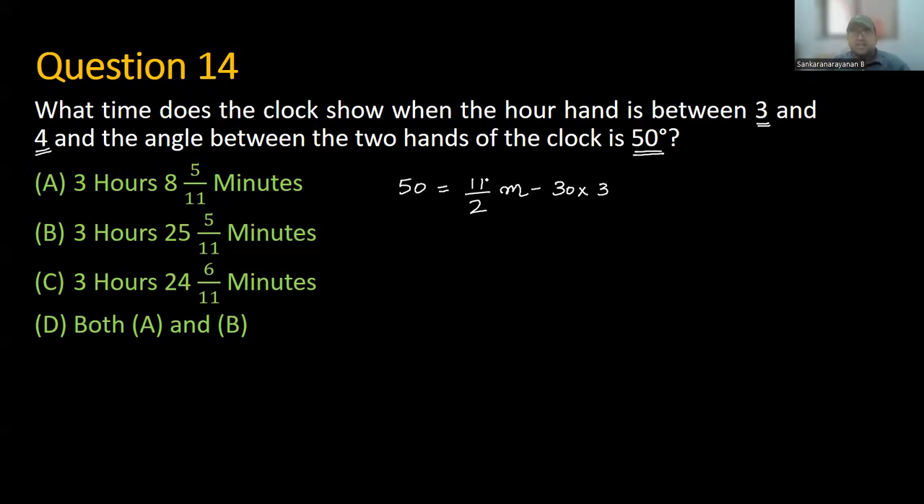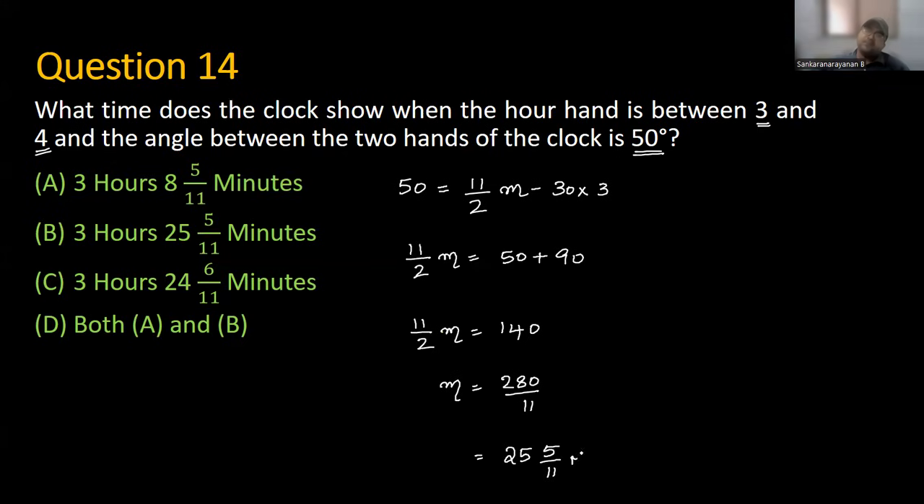Okay, so this is one possibility. So we can consider that 11 by 2 m is equal to 50 plus 30 into 3, that is equal to 90. So that is coming as 11 by 2 m is equal to 90 plus 50, equal to 140. M will be coming as 280 divided by 11. And we have calculated this value 280 by 11 in the previous question, 25 and 5 by 11 minutes it will come. Okay, so this is one possible answer.